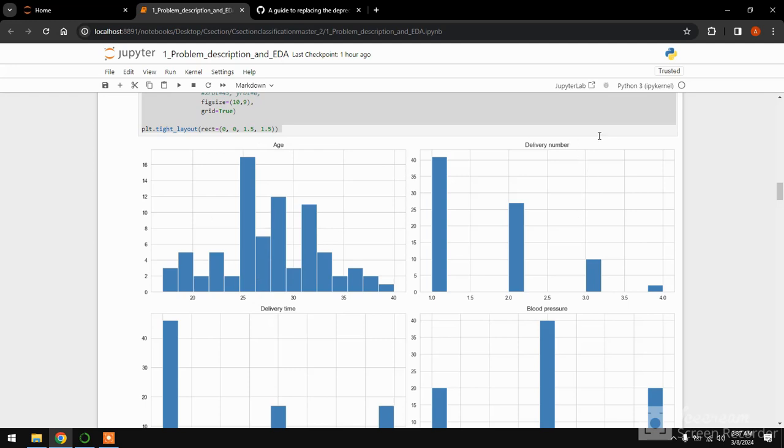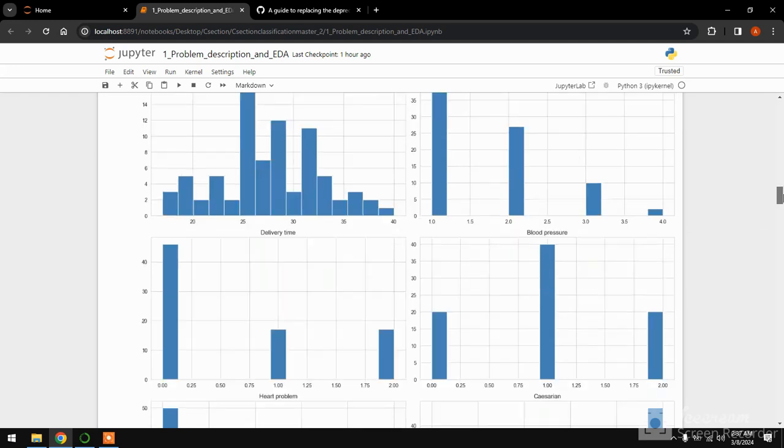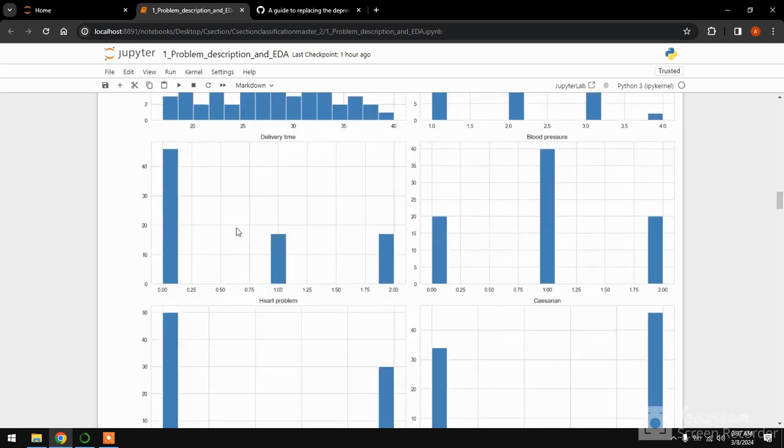Now going to another section of the dataset. We need to at least have an idea how delivery time affects delivering through C-section. So let us scroll down.